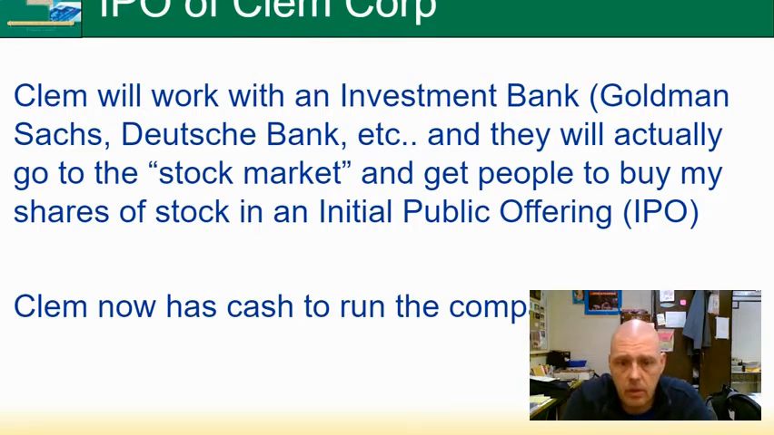When I do that, I'm going to go work with a company, an investment bank, like a Goldman Sachs or a Deutsche Bank, and they're the group that's actually going to go to the stock market and get people to buy my shares of stock. And that's called an initial public offering. Clem doesn't drive out or fly out to New York. Clem doesn't open up an Ameritrade account and say, hey, I want to sell stock in a new company. Somebody else has to look at that, approve that, just from a fraud standpoint, from a legality standpoint. So you're going to need to work with one of these investment banks. And now I got cash to run, and now I'm good to go.